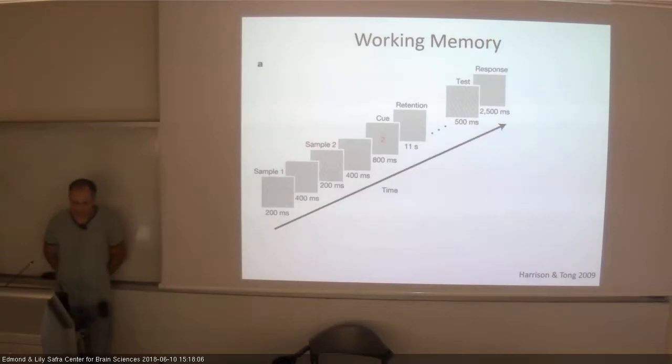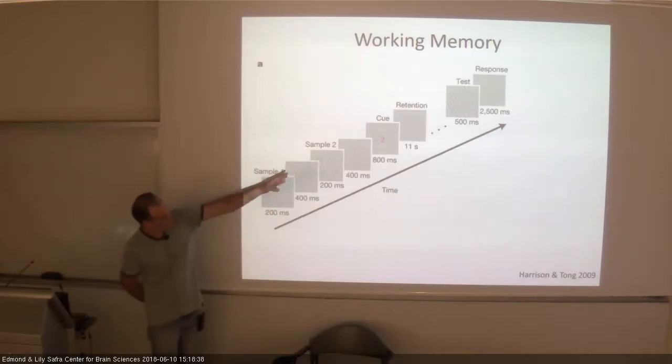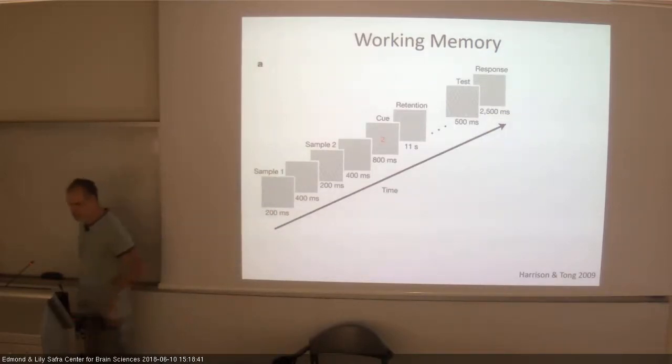The main one is a memory task, in which people were presented with two samples of gratings with different directions, following each other in time, 200 milliseconds each. Then there was a cue that indicates which one of the samples you should hold in memory. Then you keep this sample in memory for 11 seconds, and then you can respond, and you have to say if the test sample is clockwise or anticlockwise from the one that you should have remembered.